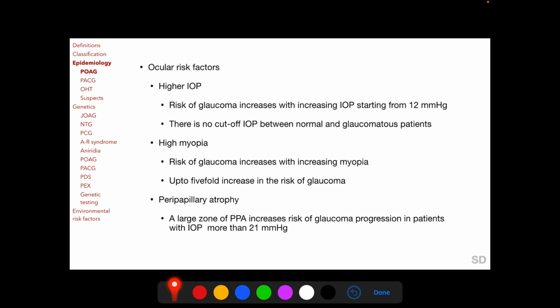As we have mentioned, risk of glaucoma increases with increasing intraocular pressure, starting from a level as low as 12 millimeters of mercury. And there is no cutoff IOP between normal and glaucomatous patients, which is very important to remember. Risk of glaucoma increases with increasing myopia, and a large zone of peripapillary atrophy is said to increase the risk of glaucoma progression in patients with intraocular pressure more than 21 millimeters of mercury.